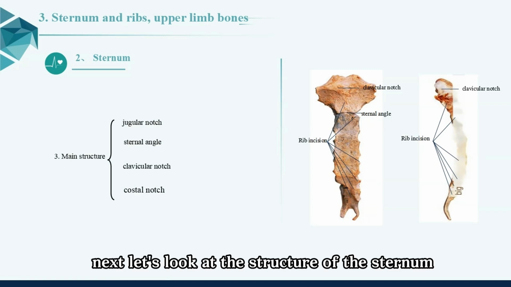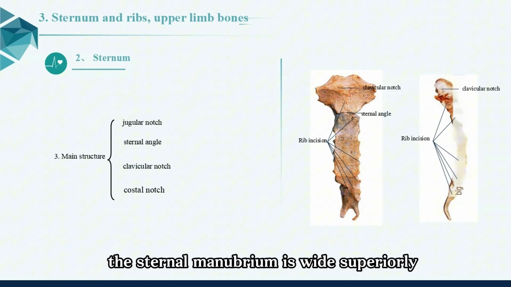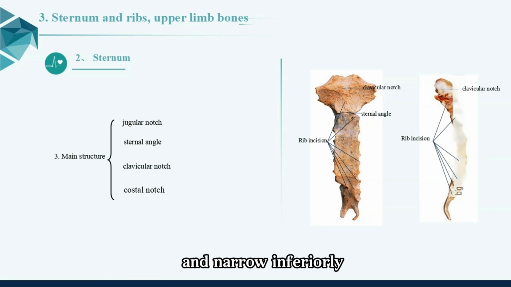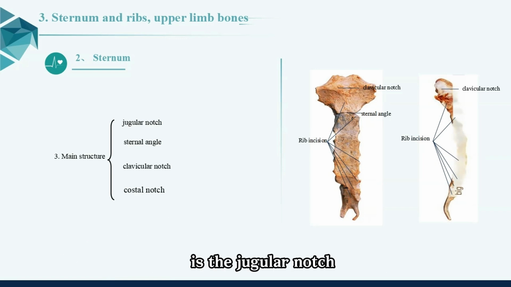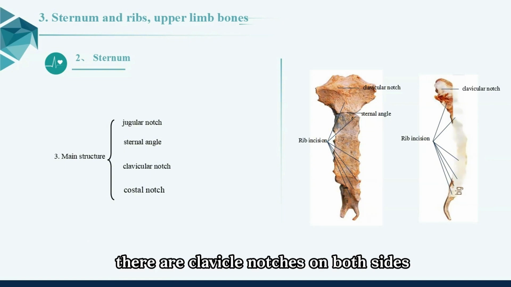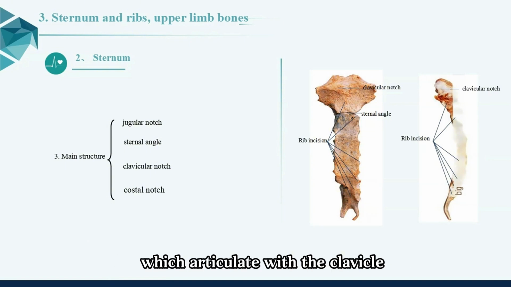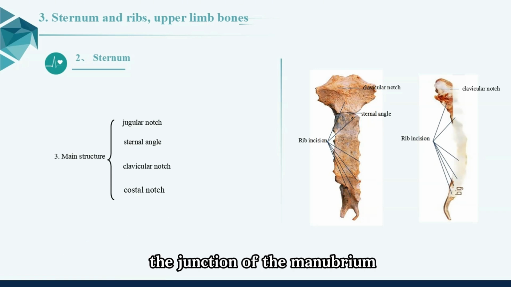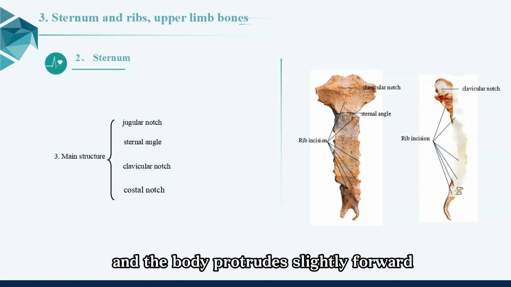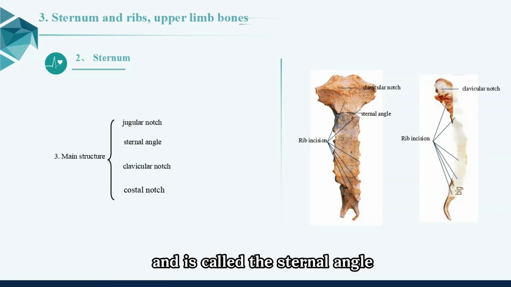Next, let's look at the structure of the sternum. The sternal manubrium is wide superiorly and narrow inferiorly. The middle part of its superior border is the jugular notch. There are clavicular notches on both sides, which articulate with the clavicle. The upper part of the lateral border of the manubrium connects to the first rib. The junction of the manubrium and the body protrudes slightly forward and is called the sternal angle.